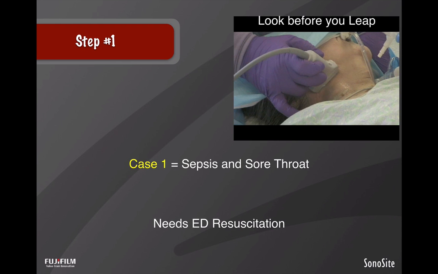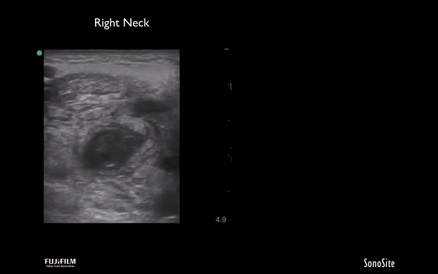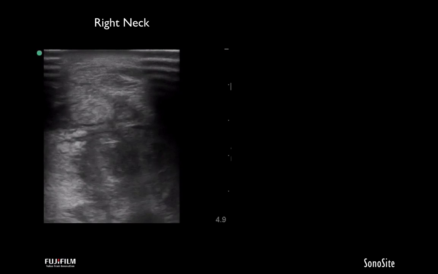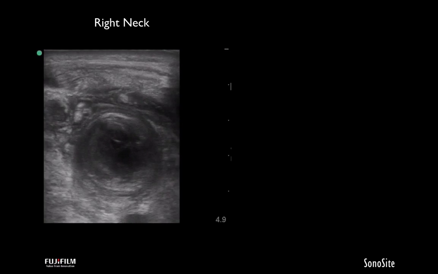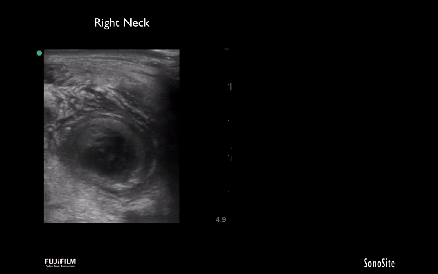So this is an example of a sepsis and a sore throat that was actually transferred to my receiving center, and was sick and needed resuscitation. He had no access, and we actually looked at the right neck. You'll see on this video, he had a large thrombosis of his IJ, except it's completely clotted.